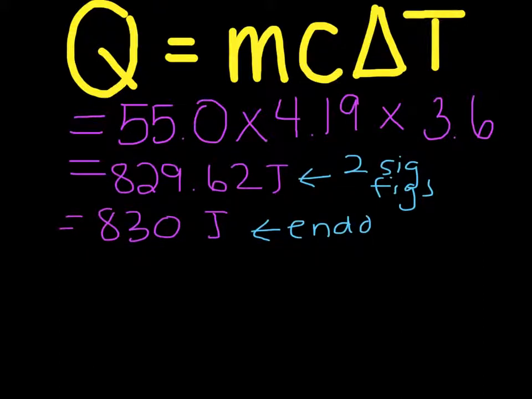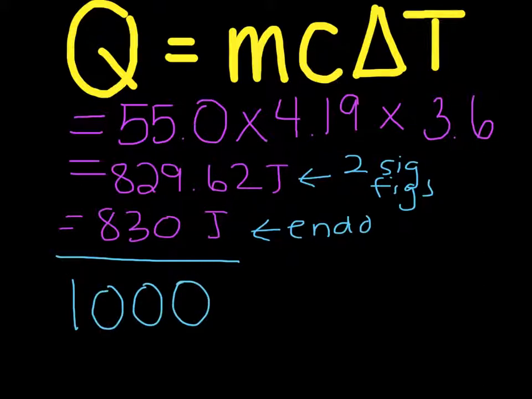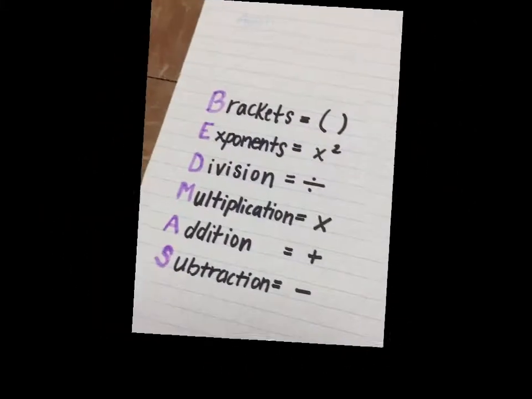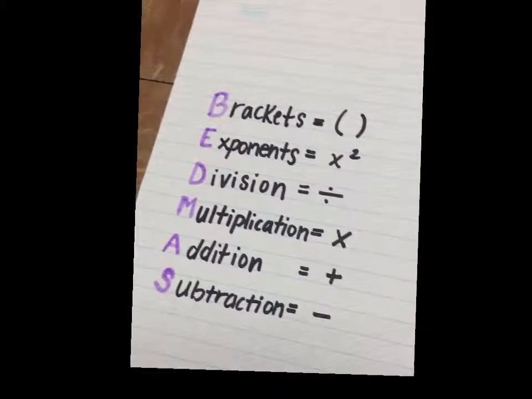Note, if the answer is a big number, simply divide by 1000 to get kilojoules. If you need to find a missing value, such as mc or delta T, work backwards by using reverse BEDMAS to solve for the missing variable.